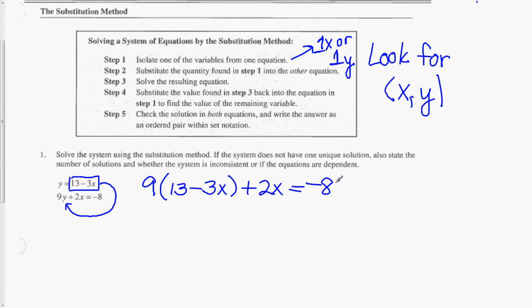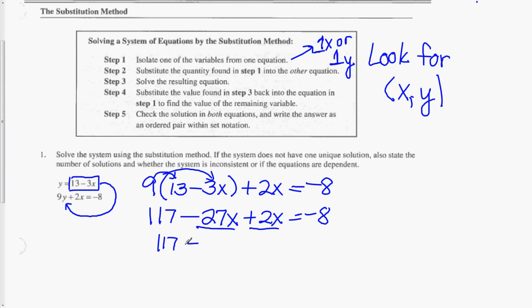And now I'm going to solve this equation for x. So I'm going to clear my parentheses first off. So 9 times 13, that's going to be 117, minus 9 times a negative 3x would be negative 27x, plus my 2x equals negative 8. So I'm going to keep going. I can combine negative 27x and a plus 2x. So 117 minus 25x equals negative 8.